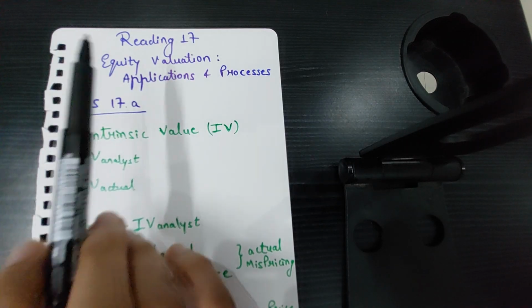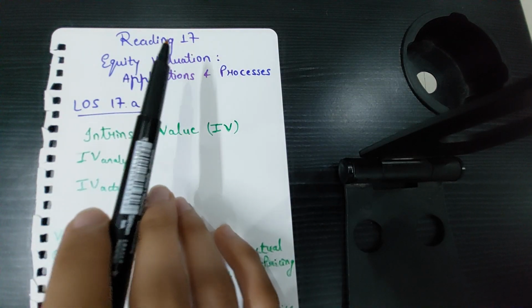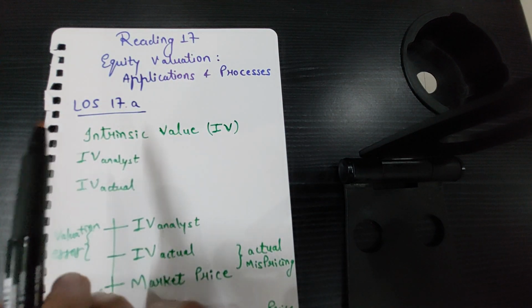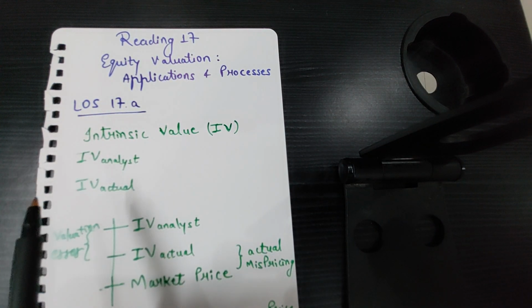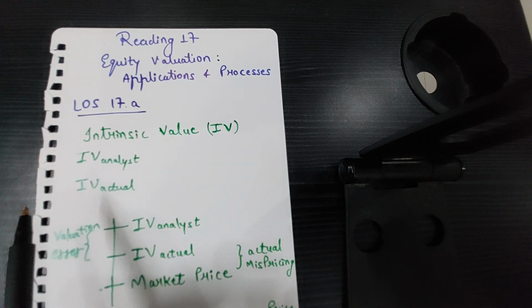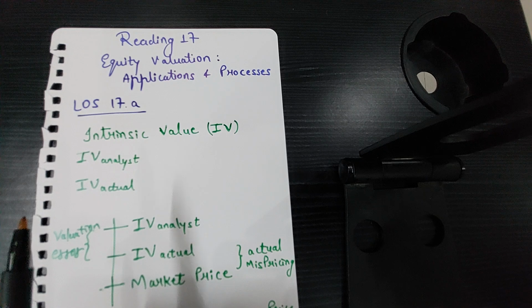Everyone, today we will be doing reading 17, which comes under the equity valuation subject. It is just the highlights, a kind of summary: important words, keywords used, important topics, and important formulas, and we will go through that.